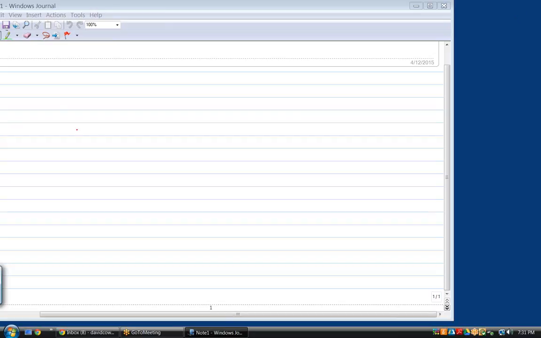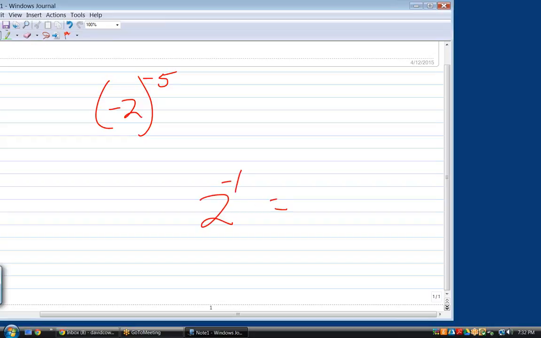Okay, first one is in parentheses, -2, and on the outside, it's to the exponent of -5. They want to know what that's equal to? Yes. It says evaluate the expression. Okay. First of all, tell me what this is equal to. Isn't that like 0? No.